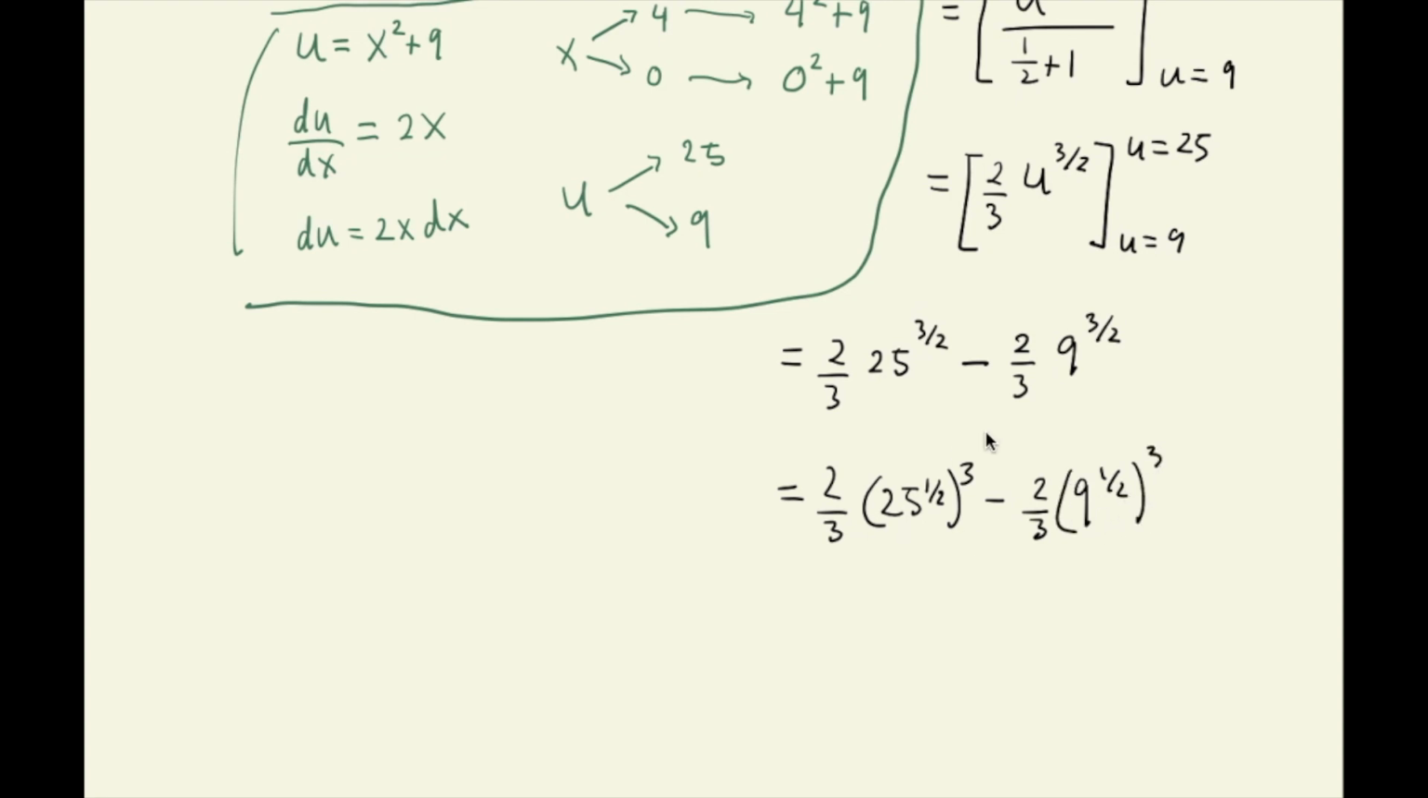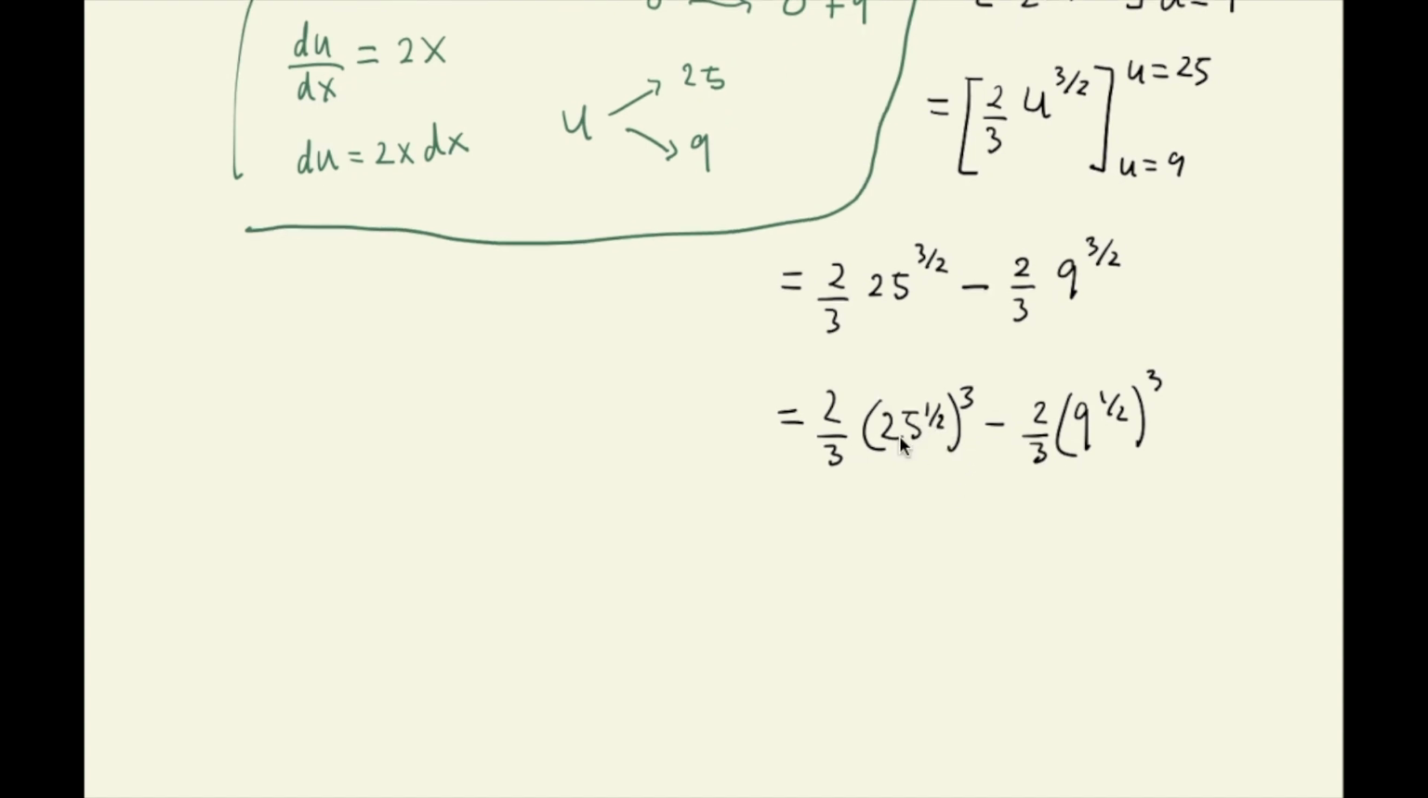You can do it in parts like this. The exponents multiply. It's the same thing. But 25 to the 1/2, that's the square root of 25, which is 5, right? So this is 2/3 times 5 cubed minus 2/3, and the square root of 9 is 3. So this is 3 cubed.